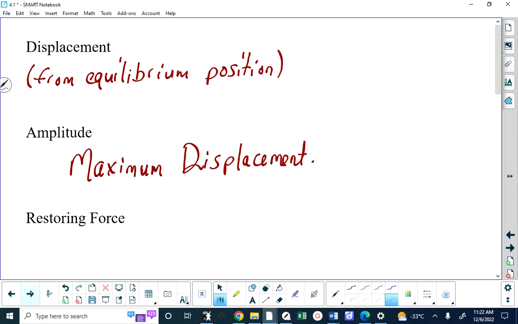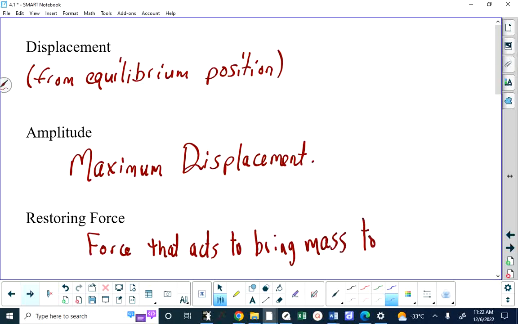It's the maximum displacement. Restoring force is the force. This is going to be the most important aspect in the coming days. The force that acts to bring the mass to the equilibrium position.